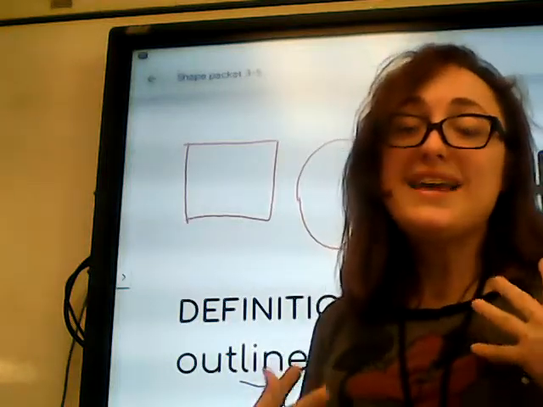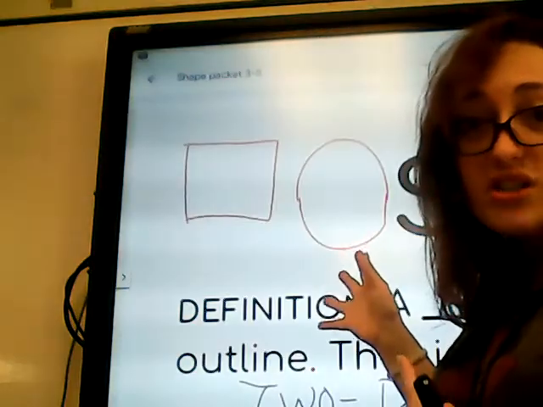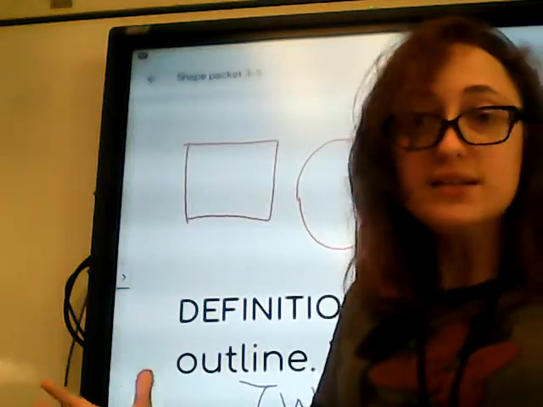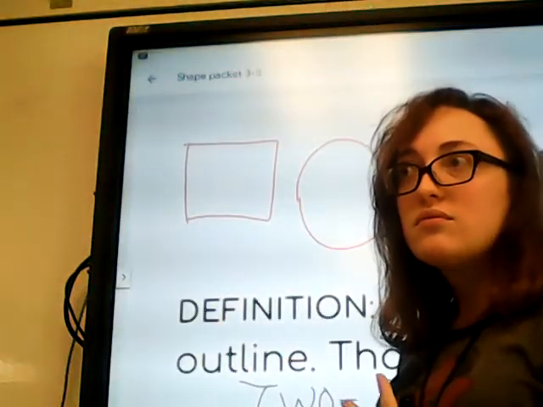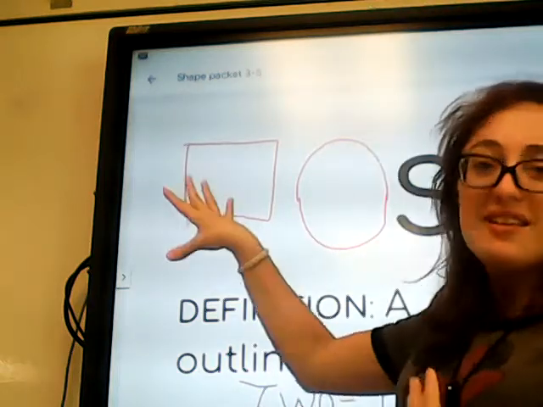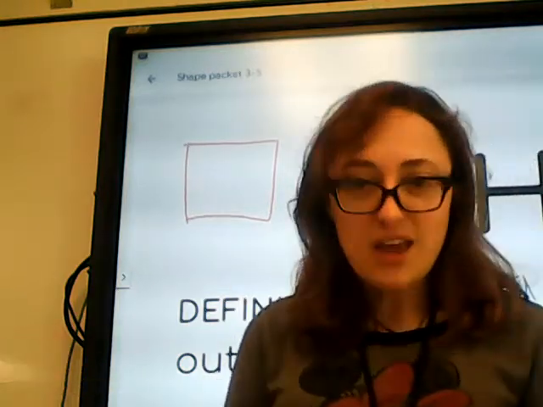It also is an outline, which means it looks like something. Like how a circle looks like a pizza. How a square looks like a box. Things like that. And also it is flat. It is two-dimensional, which means it's flat. There's no depth to this shape. It is just a shape. It's just there.